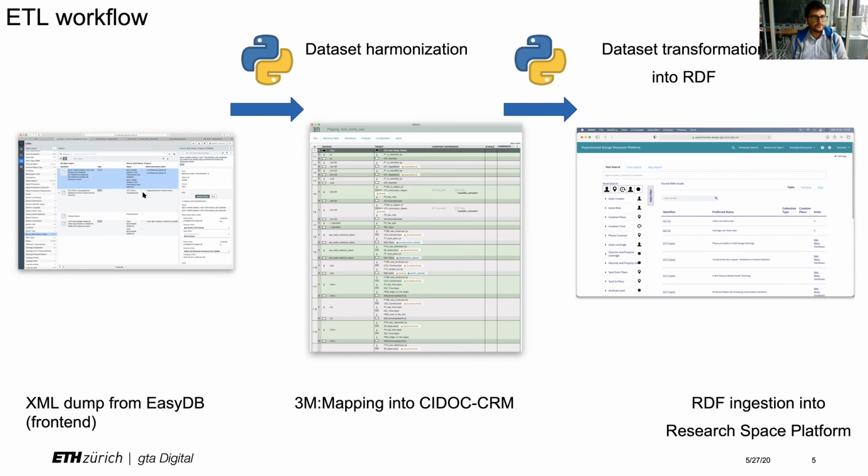So we have EasyDB, which is our first step in ETLing our data. Data from EasyDB are dumped in a zip file, which consists of some XML records. Then these records are harmonized via our Python tool. Then from these XML records, we use one record as a master in 3M to create the mapping model. Then by using the X3ML file, which corresponds to the mapping schema, as a source record or master schema, we are transforming the harmonized XML into RDF ready to be ingested into the ResearchSpace platform.